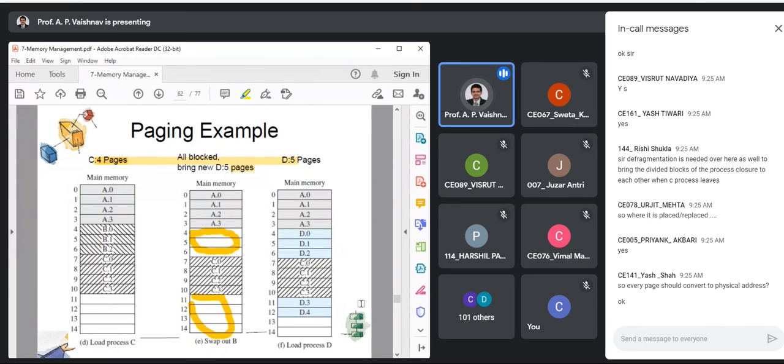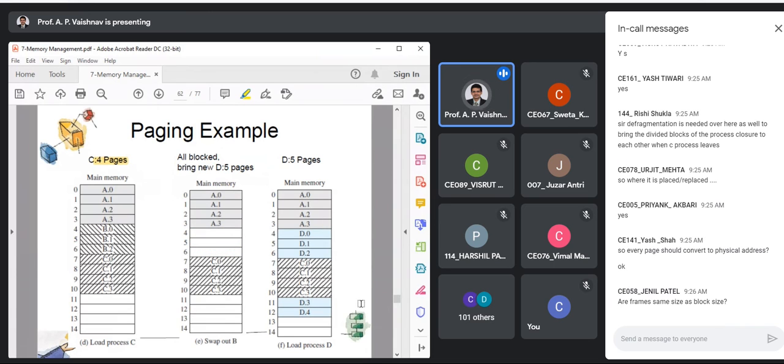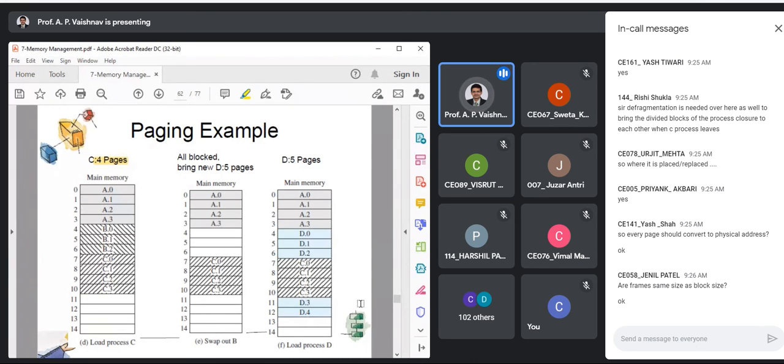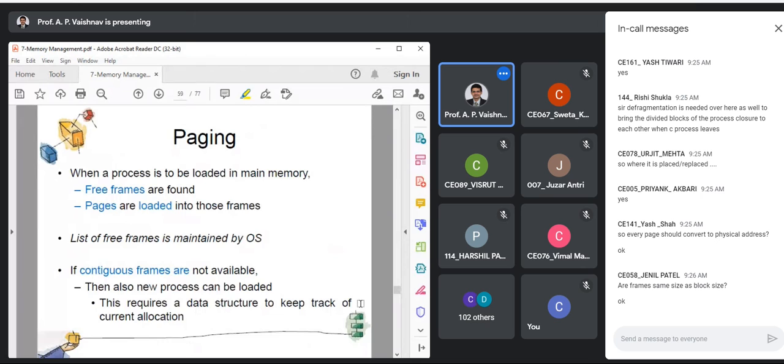Let us go to the theory now, so that we can understand the data structure part. Frame size is equal to the page size, not the block size. Block is a different concept, but frame size is equal to page size. That is true for all the operating systems. Let us go into the theory now.